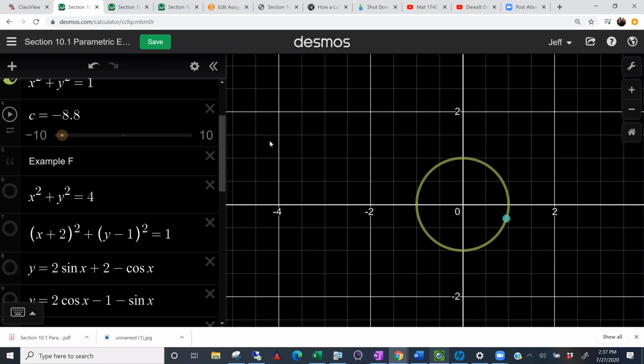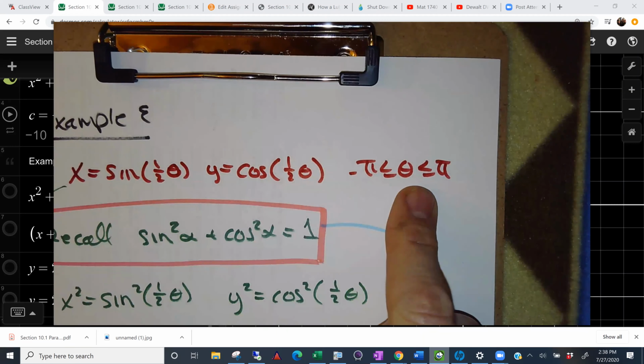So that's the big part of this, is understanding what this graph looks like. When you eliminate the parameter, you've got a circle of radius 1. But then there's another little part. They ask you to look at this for some specific values of the parameter. It's not just -10 to 10. The problem actually asks you to work with this for these parameters, -pi to pi.